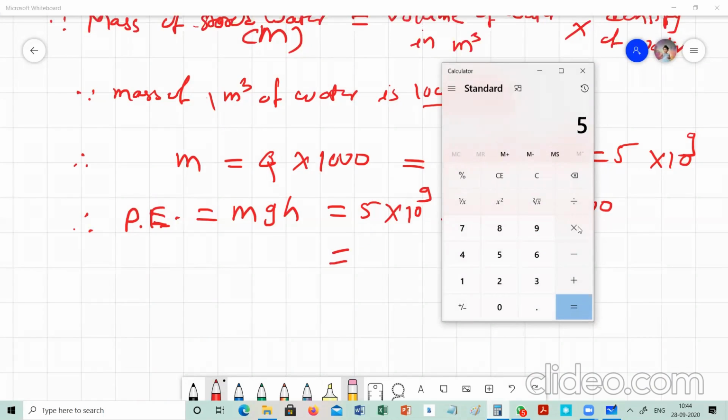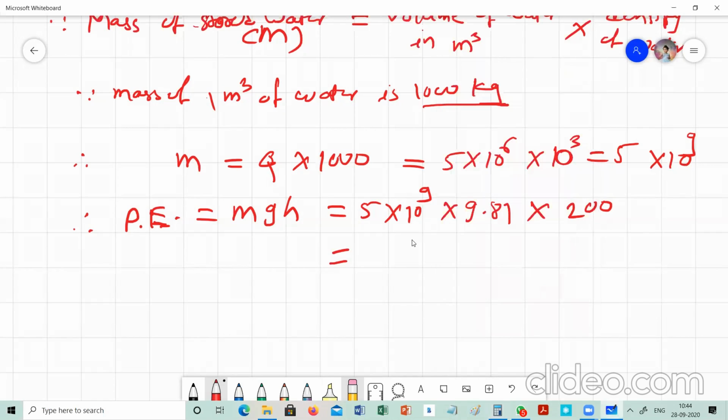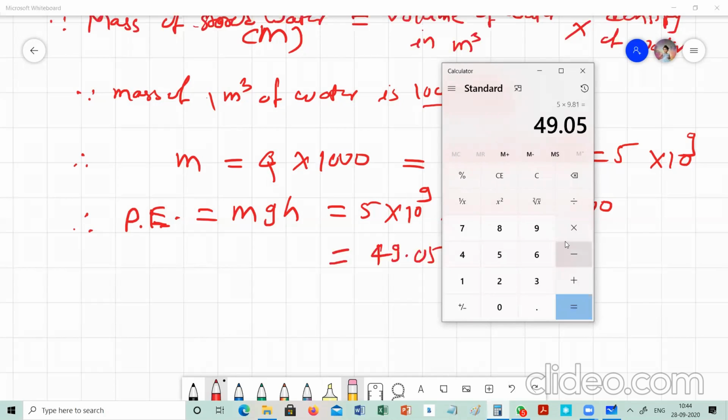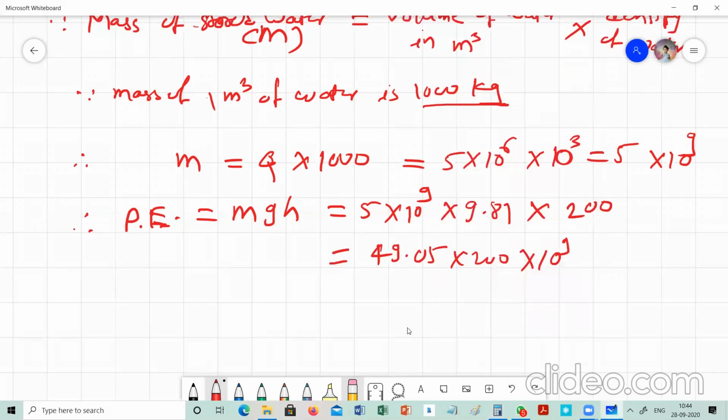5 to 9.81, it is equal to 49.05. Into 200 into 10 raised to 9. I have to multiply it again by 2, is equal to 98.1. It is equal to 98.1 into 10 raised to 9 into 200, means 2 into 10 raised to 2. It is equal to 10 raised to 11.